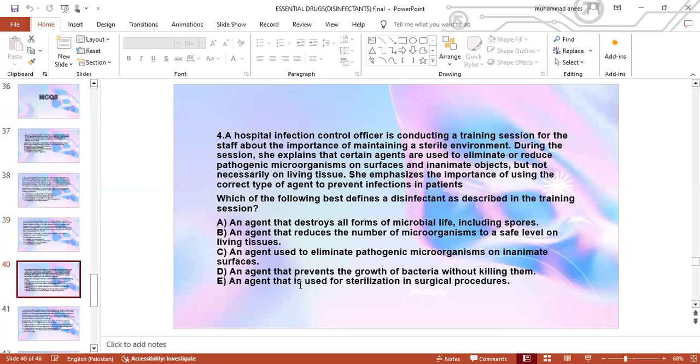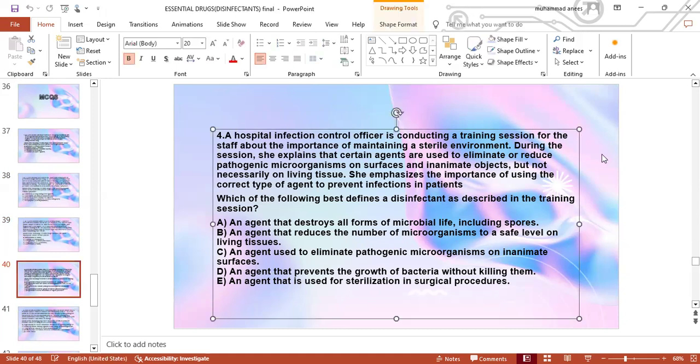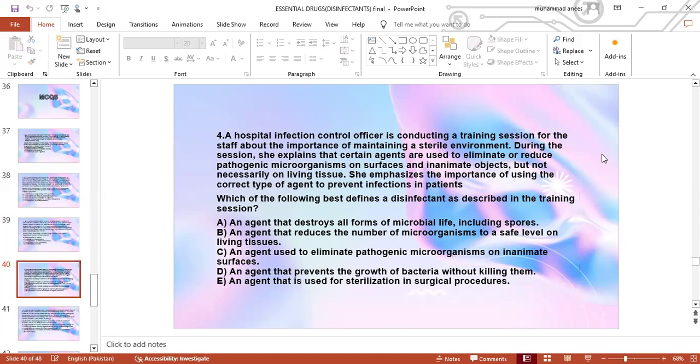Fourth, a hospital infection control officer is conducting a training session for the staff about the importance of maintaining a sterile environment. During the session, she explains that certain agents are used to eliminate or reduce microorganisms on living tissue. She emphasizes the importance of using the correct type of agent to prevent infections in patients. Which of the following best defines a disinfectant as described in the training session?